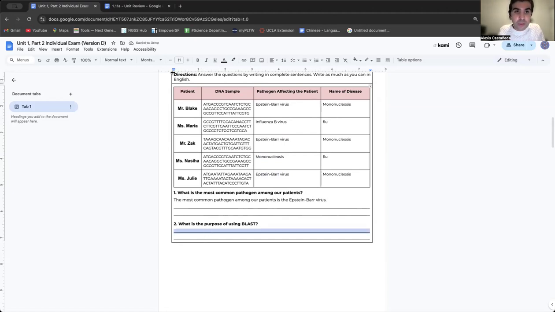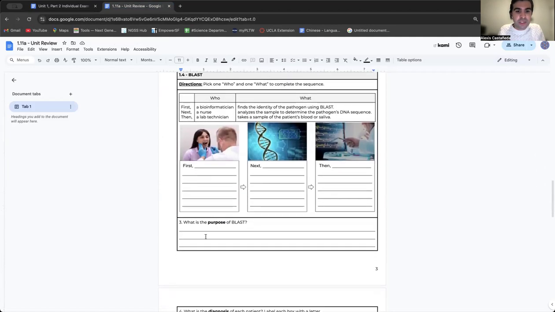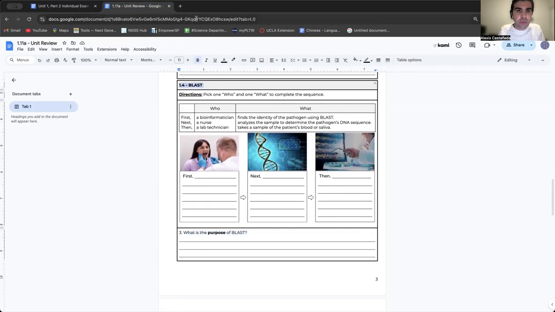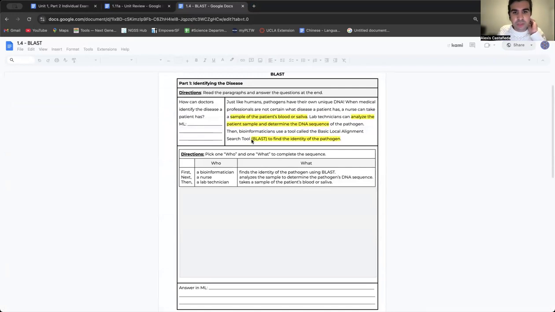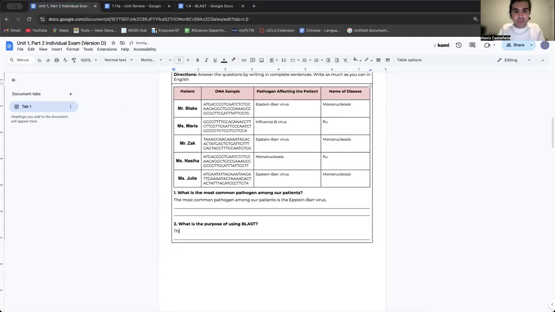What is the purpose of using BLAST? Well, if we return here to 1.11a, if you look down to number 3 on 1.11a, that asks us the purpose here. You could also go to 1.4 BLAST, your paper 1.4. So the purpose of BLAST right here is what it does is it finds the identity of the pathogen, right? Find the identity of the pathogen. So what I'm going to write here, the purpose of using BLAST is to find the identity of the pathogen.